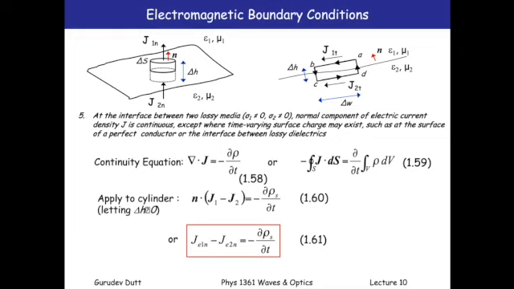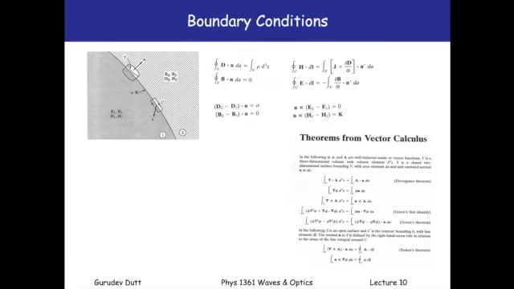Finally, we can also incorporate the continuity equation, which says that charge conservation takes place across any interface, and by again applying an integral version of that across some little pillbox structure across two interfaces, we can show that the normal component of the electric current density is continuous, again, except wherever there might be a time varying surface charge, such as at the surface of a perfect conductor or the interface between two dielectrics.